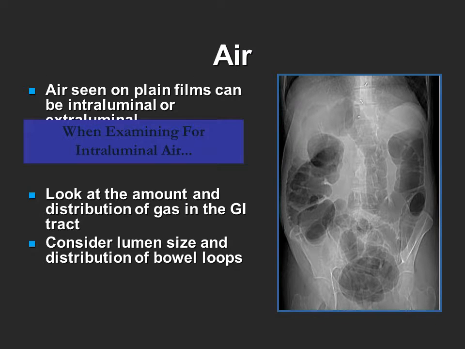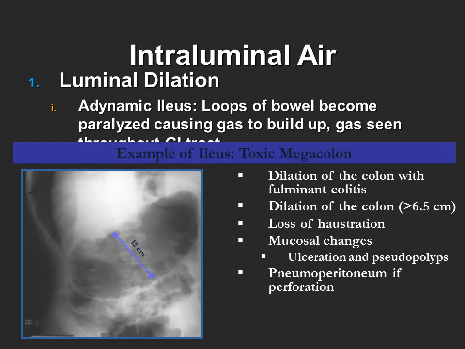The interpretation of plain abdominal films routinely includes an assessment of air. When examining an abdominal plain film for air, one must consider that air can be intraluminal or extraluminal. Start by looking at the amount and distribution of air in the GI tract and examine the bowel lumen size and distribution of bowel loops. Dilated bowel can result from a variety of different processes.